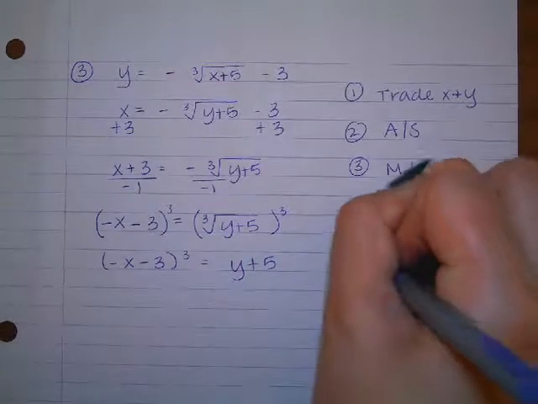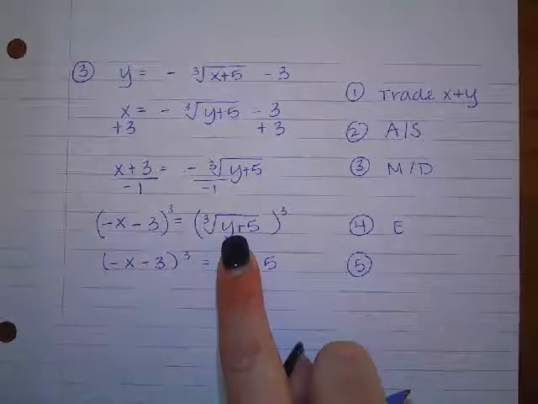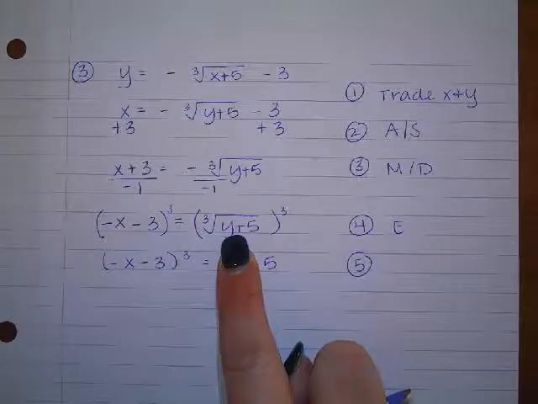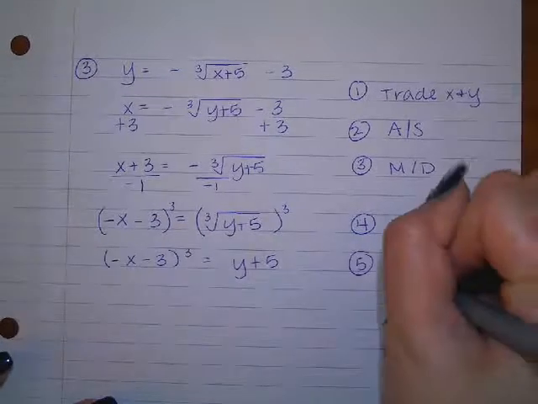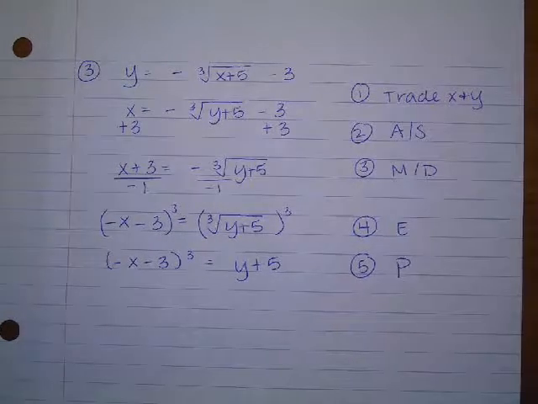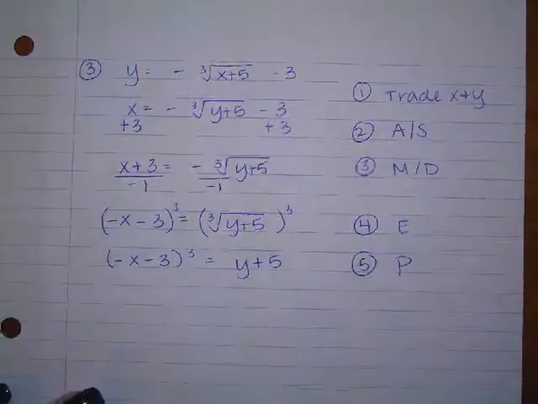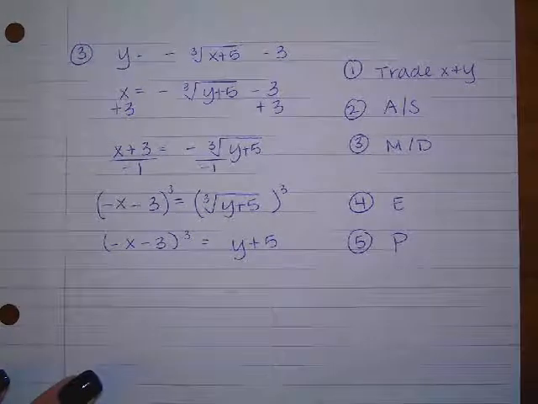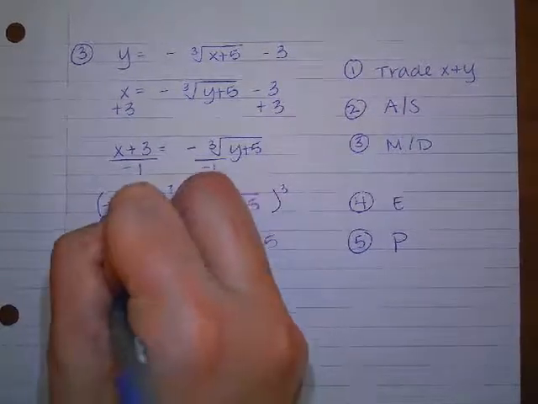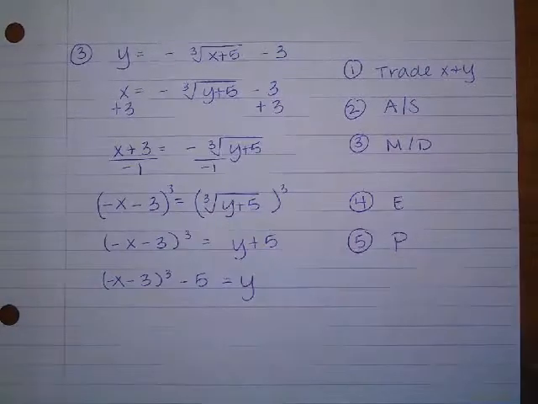And then at this point, our grouping symbol was the cube root. That's the equivalent of the parentheses for this problem. We didn't have parentheses, but we had something else that grouped it. So the last step is we would say P for parentheses, but it's really to just figure out what you need to do inside the grouping symbol. So the part that was inside was the y plus 5, so now what should I do? Subtract the 5. So I've got negative x minus 3 cubed minus 5 equals y.